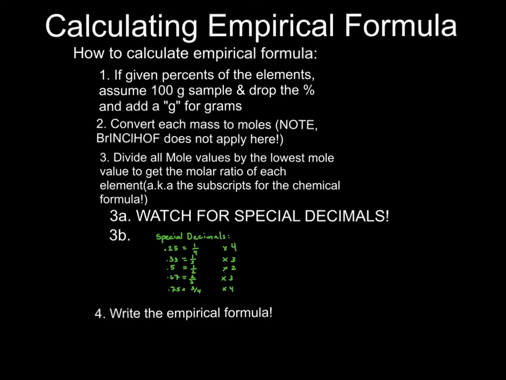All right. The first step is that if we are in fact given the percent composition of the elements in this unknown compound for a given problem, we can assume safely that we have a 100 gram sample, and then the percentages become the gram value.